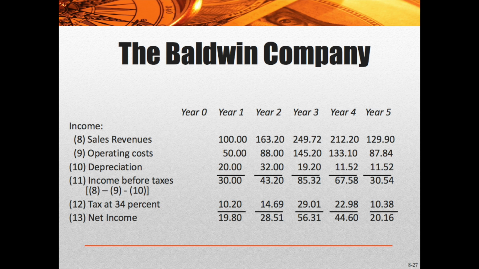Tax at 34%. We simply tax line 11 by 0.34, and we get $10,200 in year 1. And then, of course, net income, you just simply subtract line 12 from line 11, and you get $19,800 in year 1 for net income. So the last couple of calculations are quite simple to do.